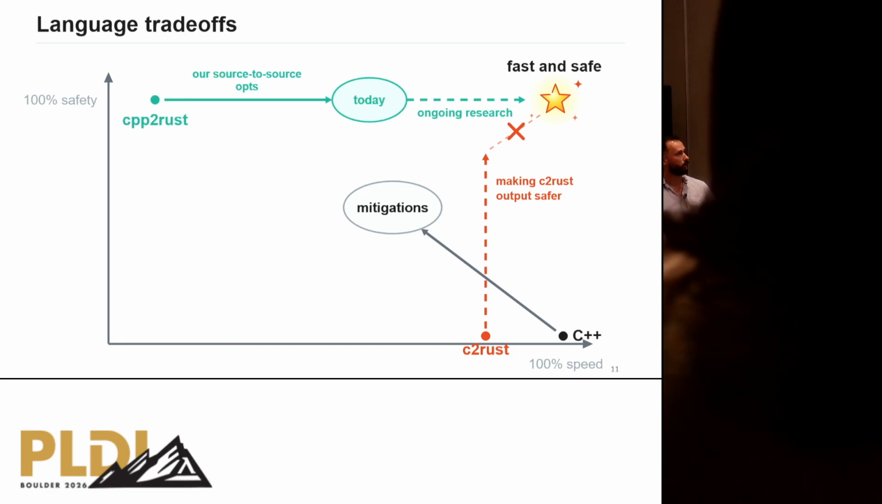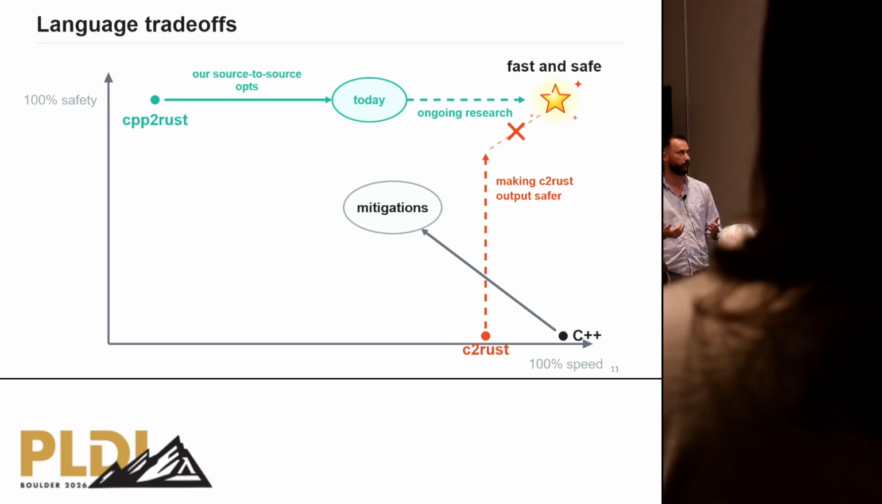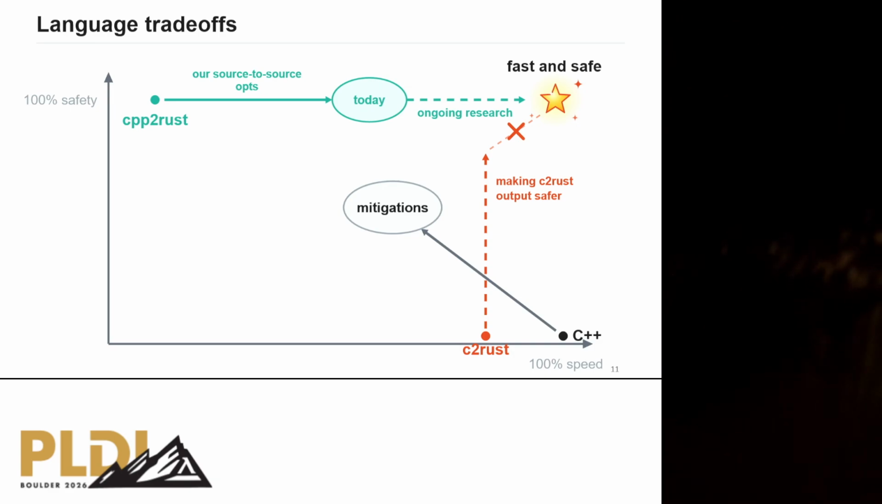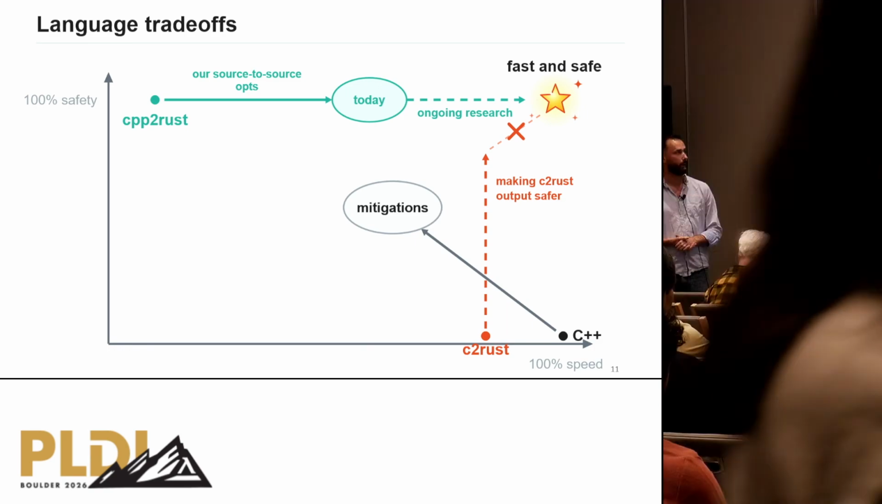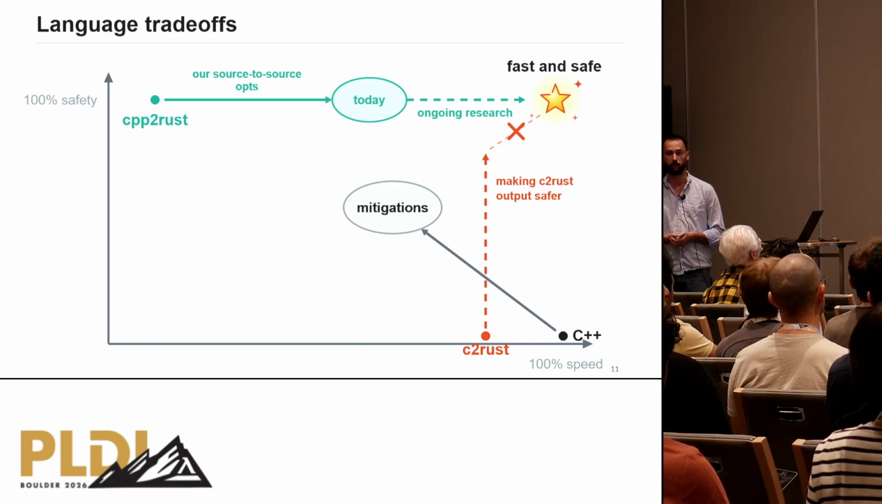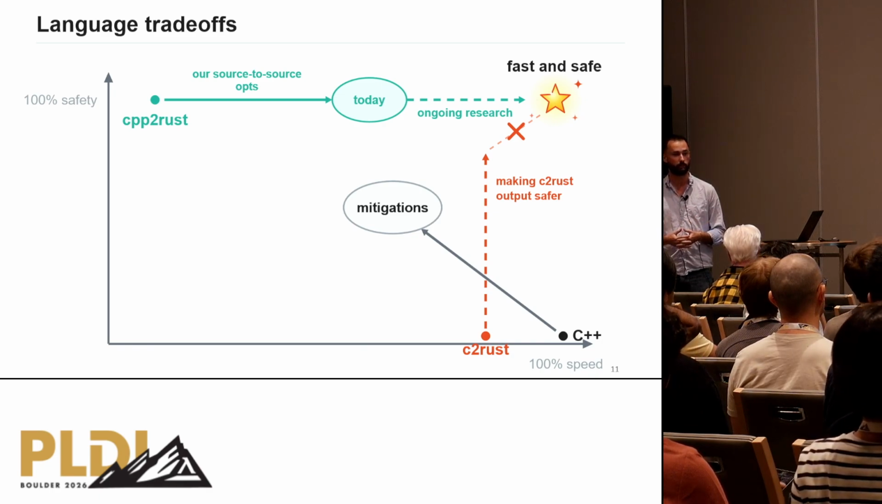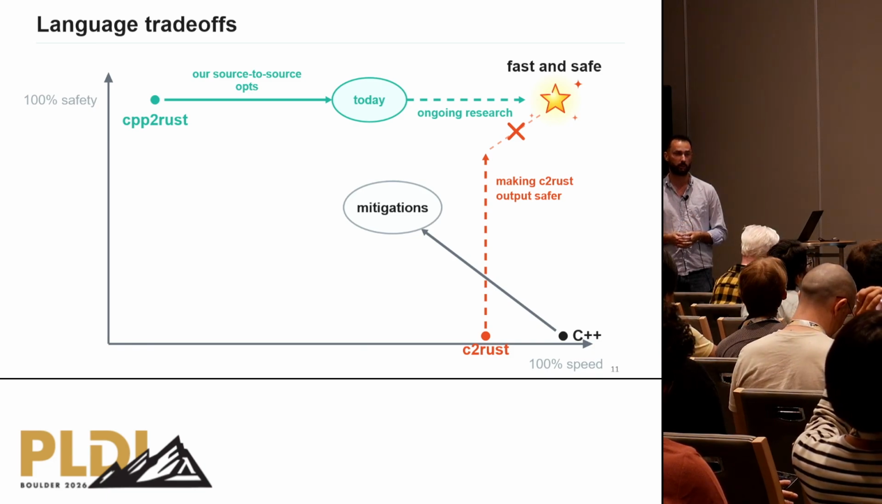So we created C++2Rust, which generates safe Rust code in the beginning. As you can see, the code is quite slow, because we had a lot of runtime checks to make sure that the properties of the program are still safe. And to fix this problem, we created a set of source-to-source optimizations that bring the performance of the safe Rust code as close as possible to C++.